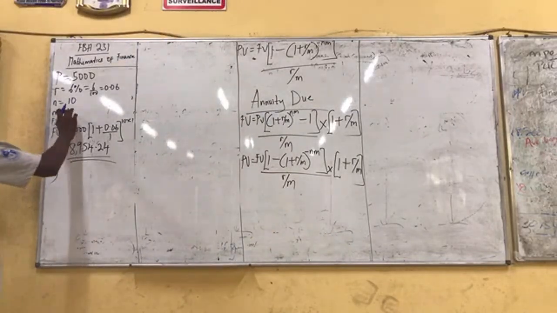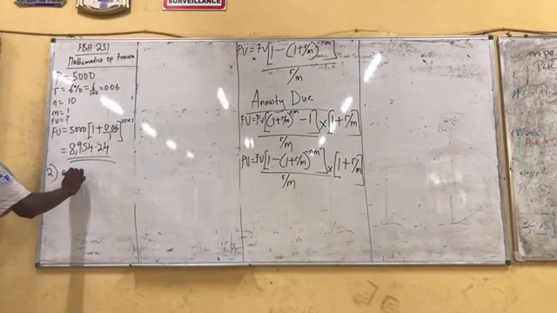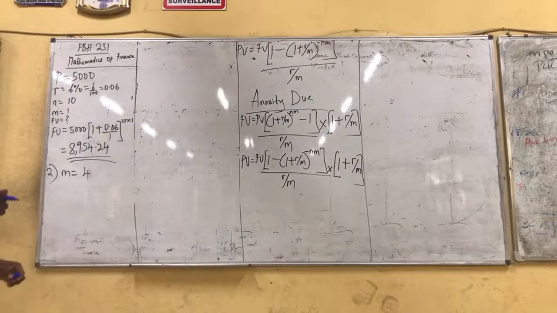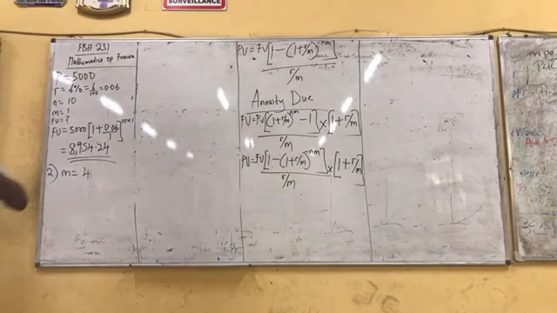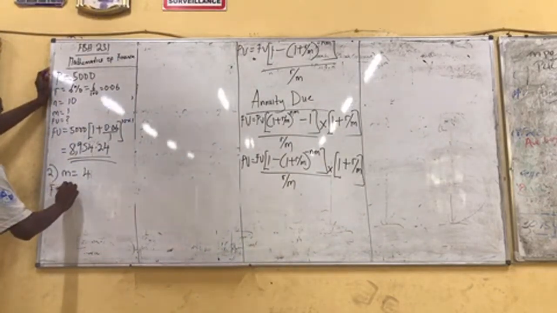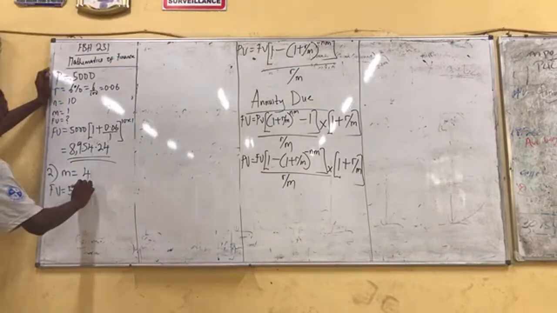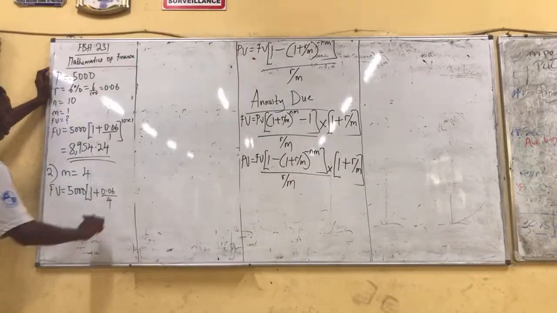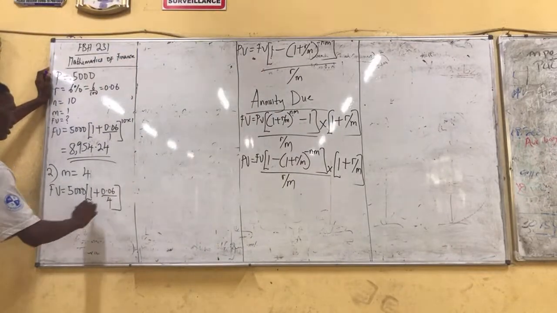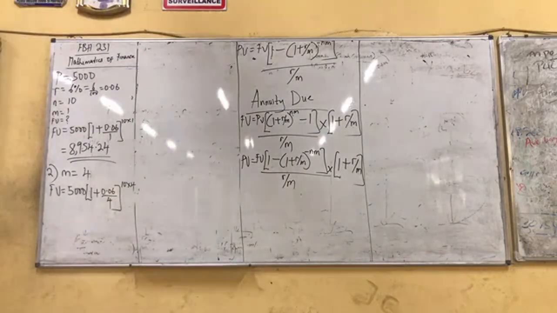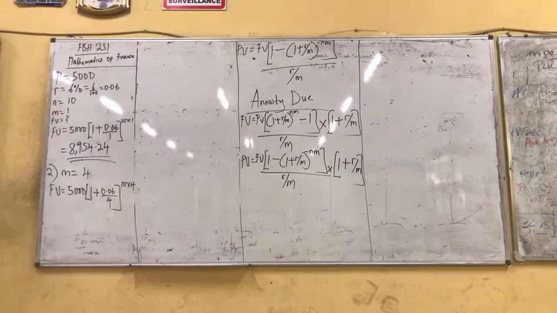Which means the same figures, but this time around our n is equal to 4, because we have 4 quarters in a year. A quarter is 3 months, so 12 divided by 3 is 4. We have 4 quarters in a year. Therefore, our future value will change. That is 5,000 naira in brackets 1 plus 0.06 over 4, close bracket, 10 times 4. So easy peasy, you just press it in your calculator the same way.